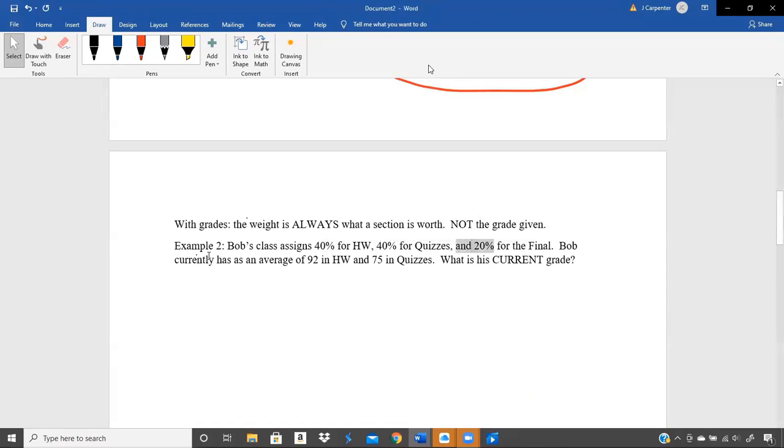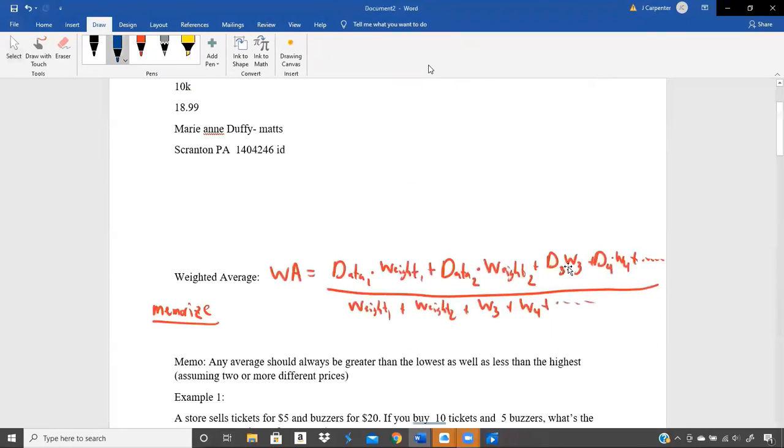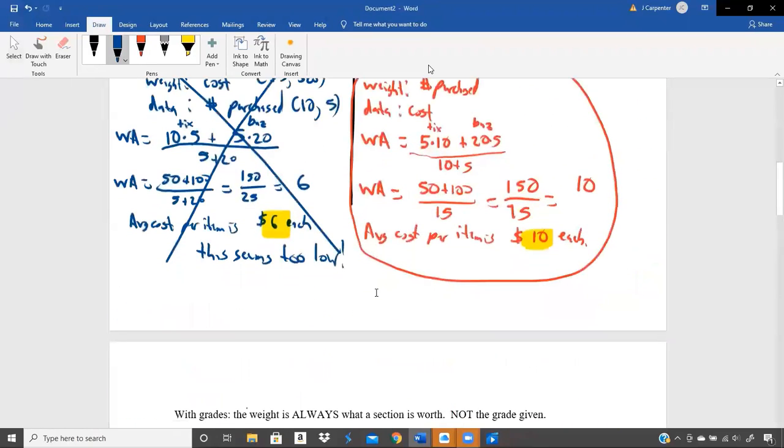Okay, so I need to move this. There we go. Our weighted average. Again, I'm going to go in order of the formula written before. So data times weight, data times weight, data times weight. Completely arbitrary. I just want to be consistent with the formula as you see it that you are supposed to memorize. So data times weight.